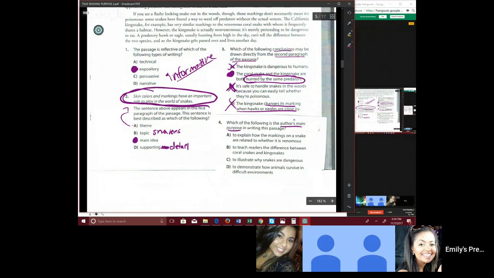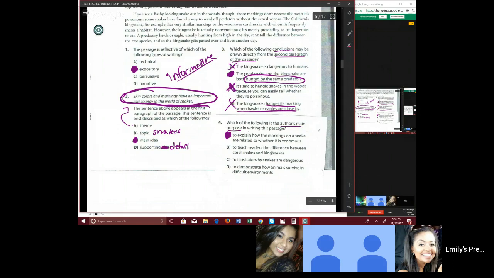And then there's one more purpose question, which says, which of the following is the author's main purpose for writing this passage? So the main purpose is going to be A. Now there's a couple of observations to notice here. So to explain how the markings on a snake are related to whether it's venomous, we want to be doing a purpose where we're actually describing the author's purpose. We want to do that based on the description. So we want to be descriptive. We want to get the right description.